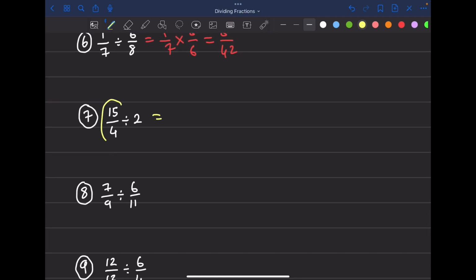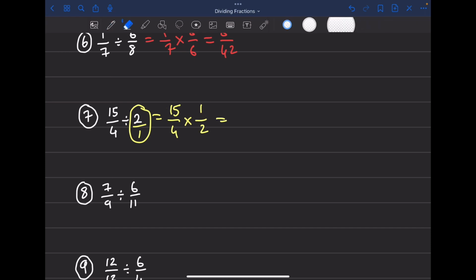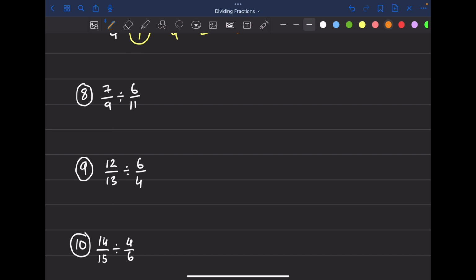Question number 7. So let's keep the first fraction the same again. So same. Change the sign to multiplication. And then flip this fraction. 2 is the exact same as 2 over 1. So if you flip 2 over 1, you get 1 over 2. And now from here, multiply. So 15 times 1 is 15. 4 times 2 is 8. And we are done.